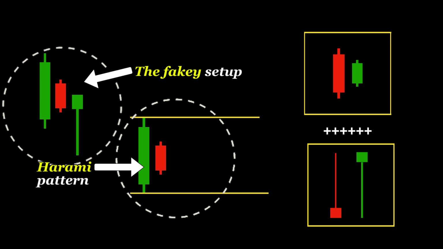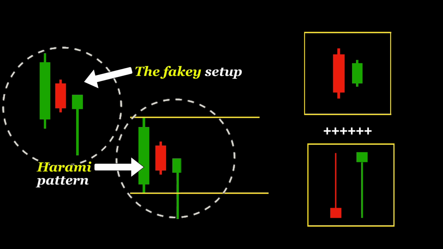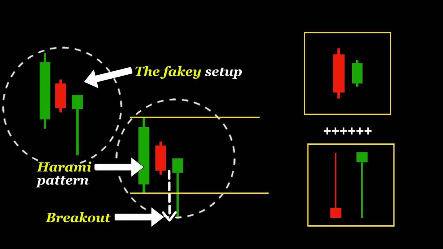At this point, we draw two important lines, one above the high of the mother candle, and one below the low of the mother candle. These two lines define the range of the harami pattern. Now something interesting happens. Sometimes the market breaks outside this range, which normally suggests that the market will continue in the direction of the breakout. But in a fakey setup, the breakout fails.